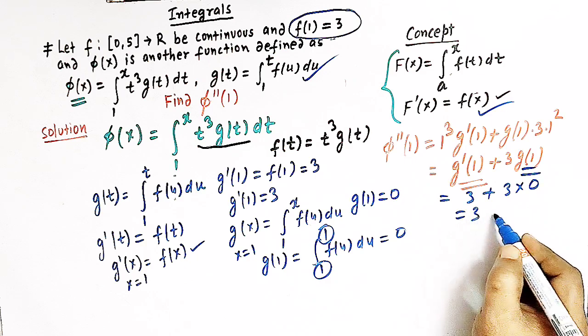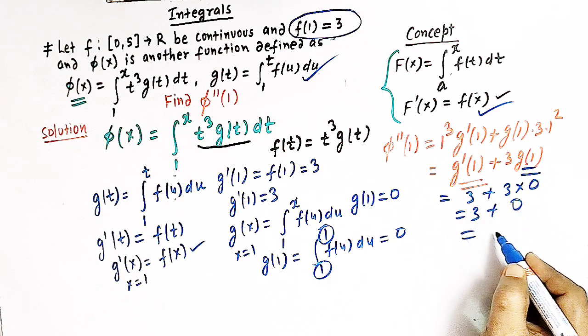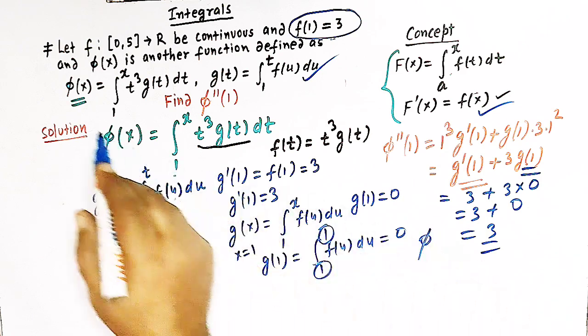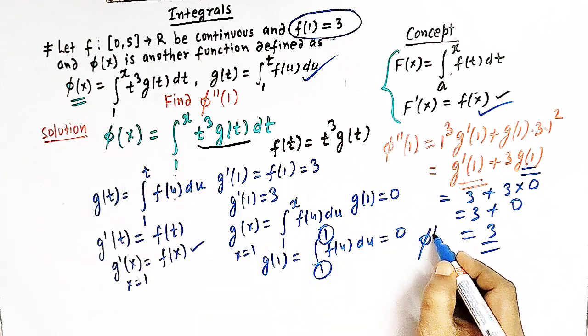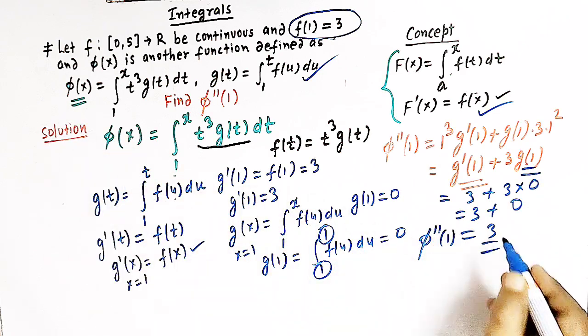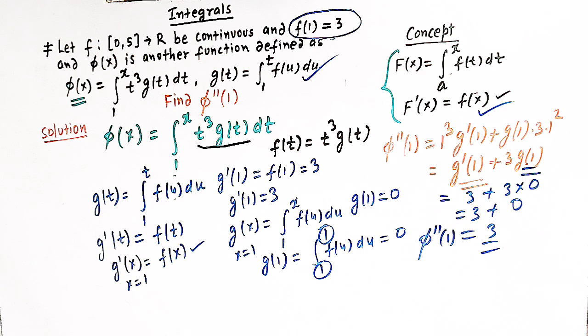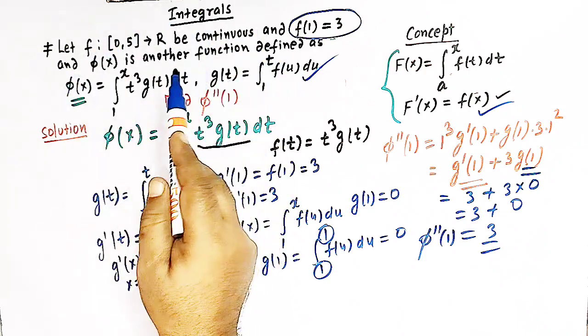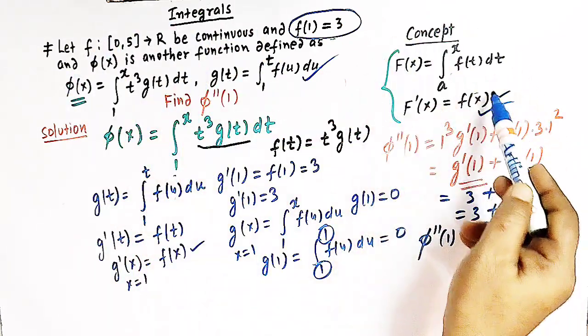So now this is 3 plus 0, that is equal to 3, right? So the value of phi double prime of 1 is equal to 3. So viewers, this is how we can easily solve these kinds of problems using this concept.